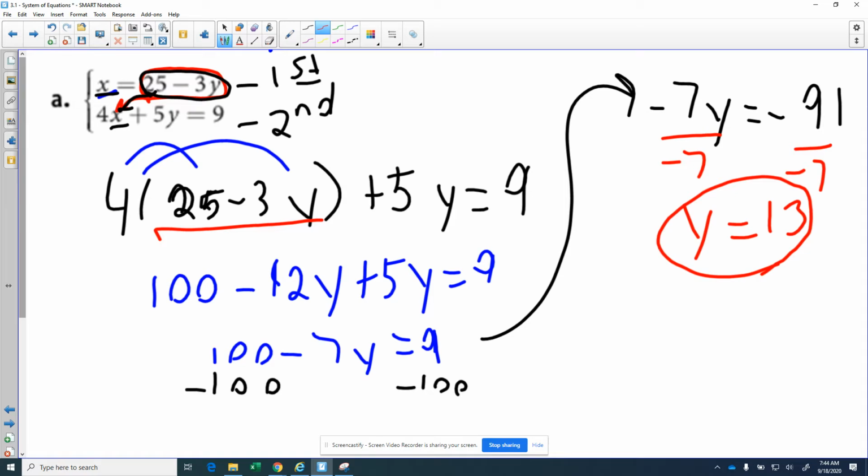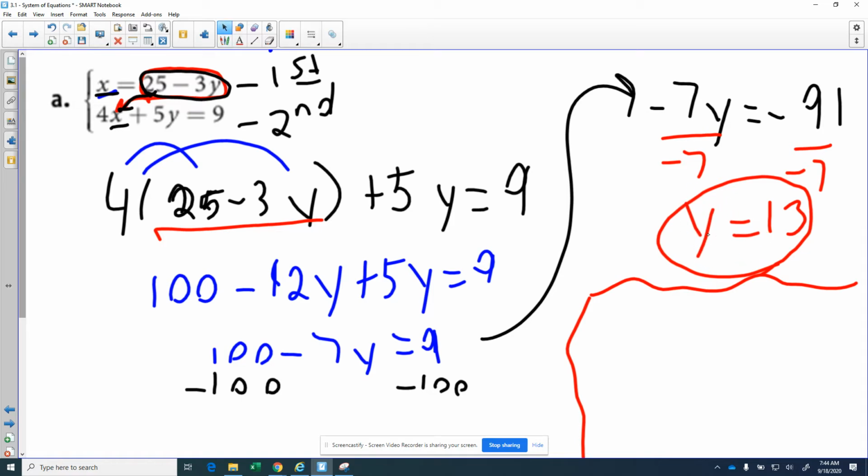Now, in these problems, we're going to want an answer for both x and y. So notice how we have y over here to the right. What we still want to do is try to figure out how do we find x. Well, here's the beauty of it. We know what y is equal to, right? We know that y is equal to 13. So what we can do now is take that 13 value and plug it in to this equation up here.